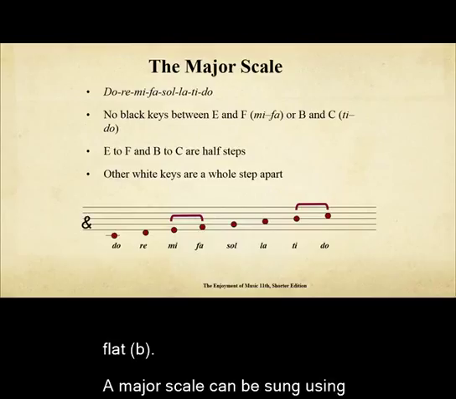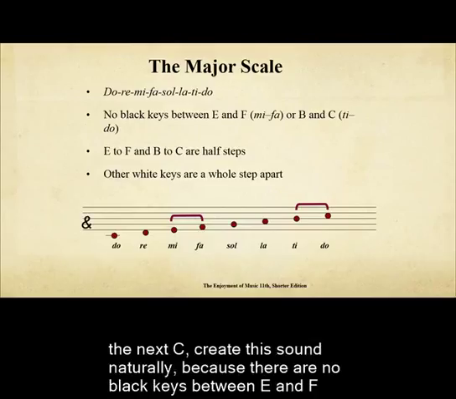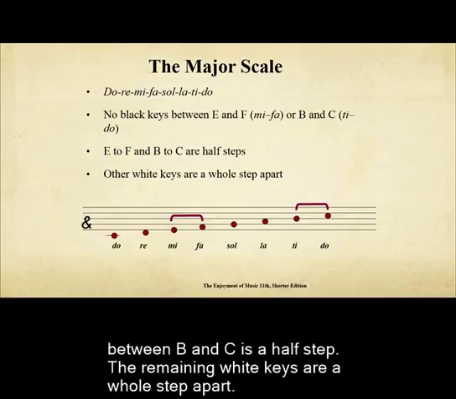A major scale can be sung using the syllables do, re, mi, fa, sol, la, ti, do. The white keys on a piano, when played from C up to the next C, create this sound naturally, because there are no black keys between E and F, mi, fa, or B and C, ti, do. The distance between E and F and between B and C is a half step. The remaining white keys are whole steps apart.